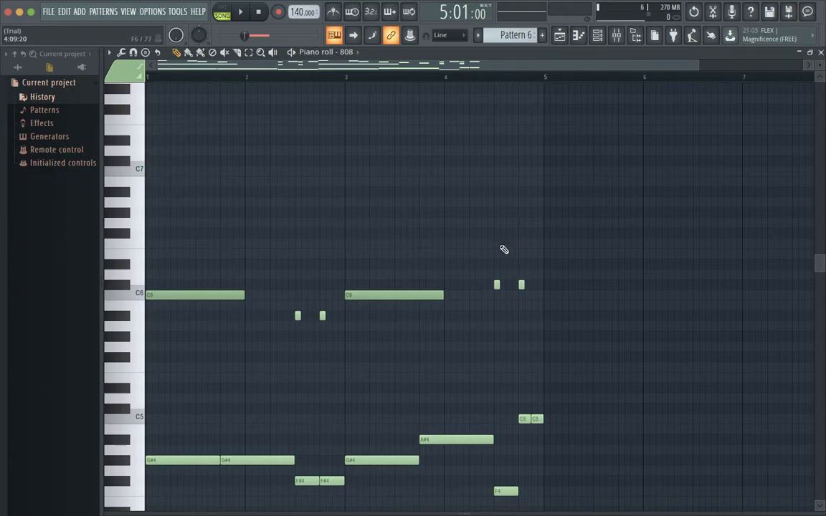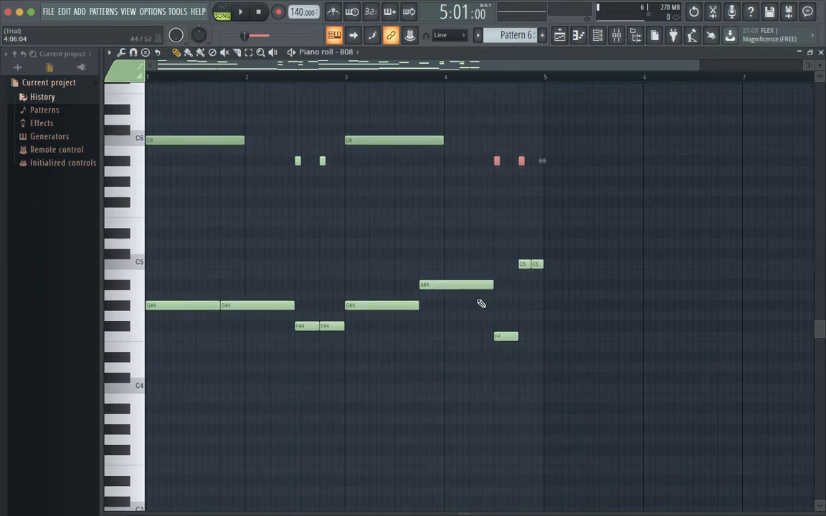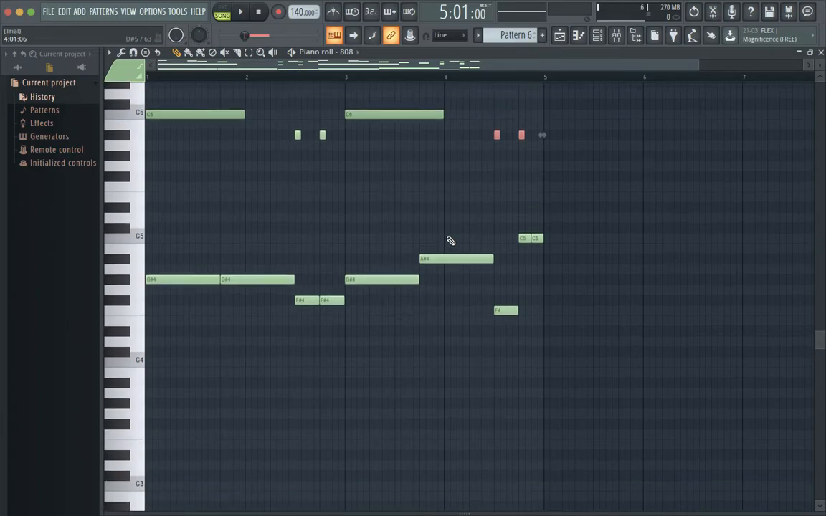So anyways, you have to keep in mind when I was making this, these notes were actually down here. I didn't make that change until recently. But that's not really going to affect what goes on with the 808 anyways.